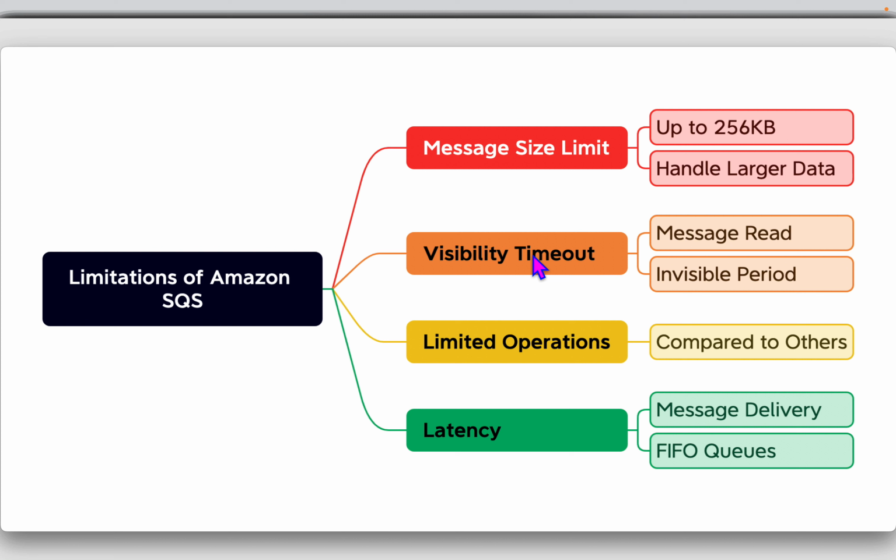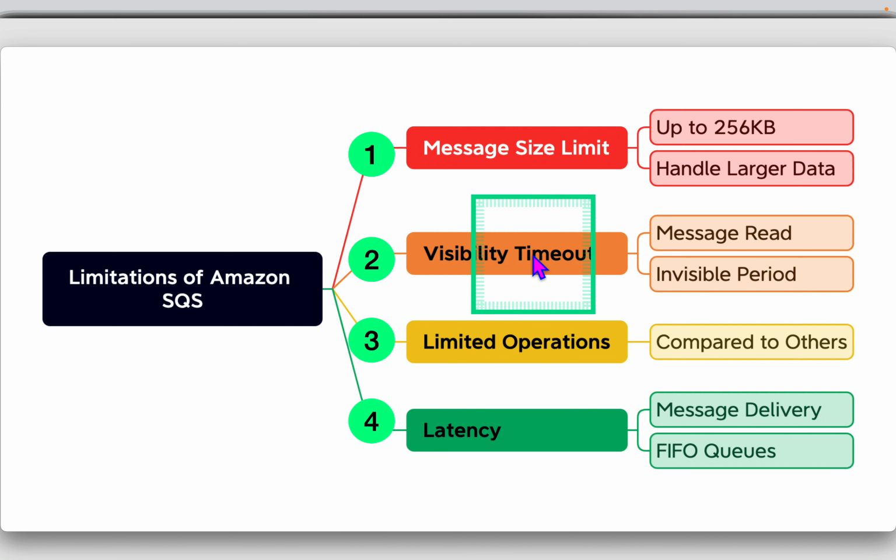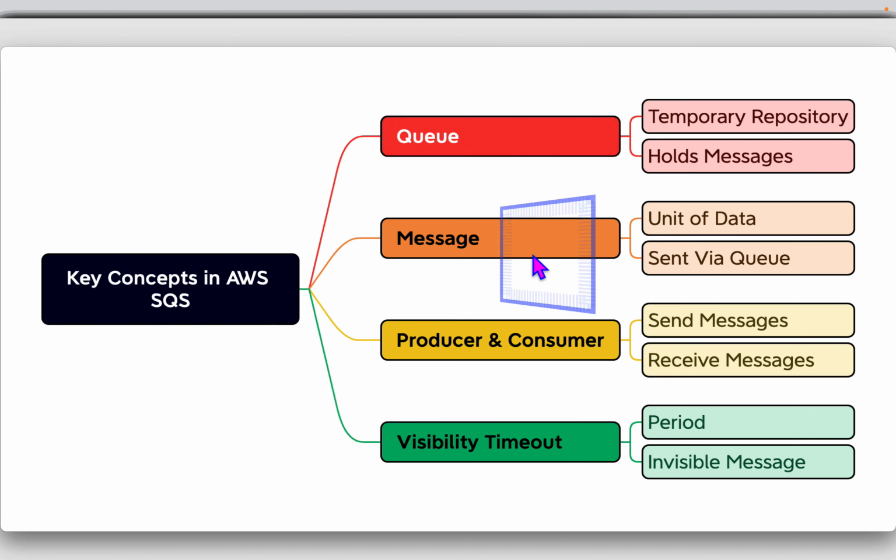Limitations of Amazon SQS. Message size limit: messages can only be 256 KB in size, requiring larger data to be handled differently. Visibility timeout: after a message is read, it is invisible to other consumers for a defined period, potentially causing delays. Limited operations: SQS has a smaller set of message-related operations compared to other messaging solutions. Latencies: in some cases, there can be latency delay in message delivery, especially for FIFO (first in first out) queues.